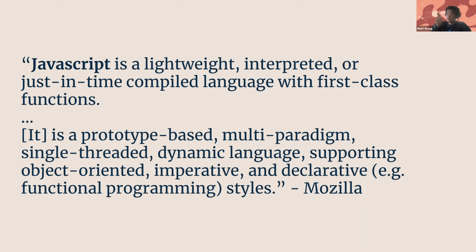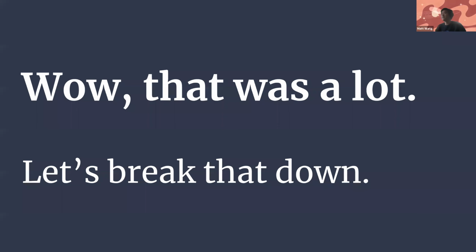Dynamic language, talked about that. Object-oriented, we kind of talked about that. Imperative is like your normal C++ line by line kind of execution thing. And declarative, we didn't talk about that, but don't worry about it. E.g. functional programming, which we did talk about, styles. I'm not going to quiz you on this, so don't worry about it. It's not in the Kahoot.